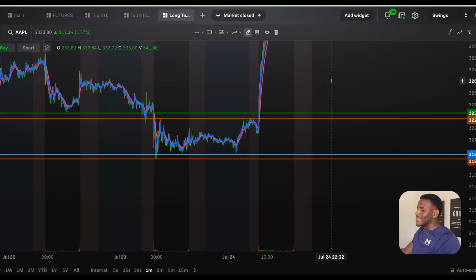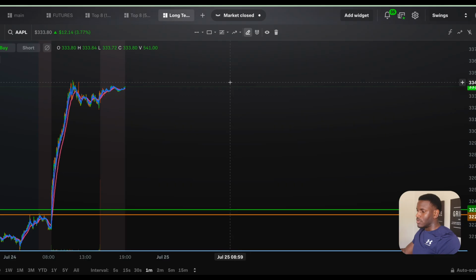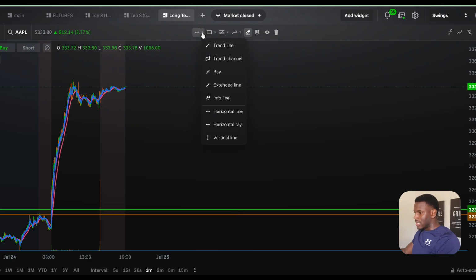So let's talk about what type of price action can you typically expect to see at these certain levels. So I'm going to draw out 3 different examples and try to break that down for y'all.